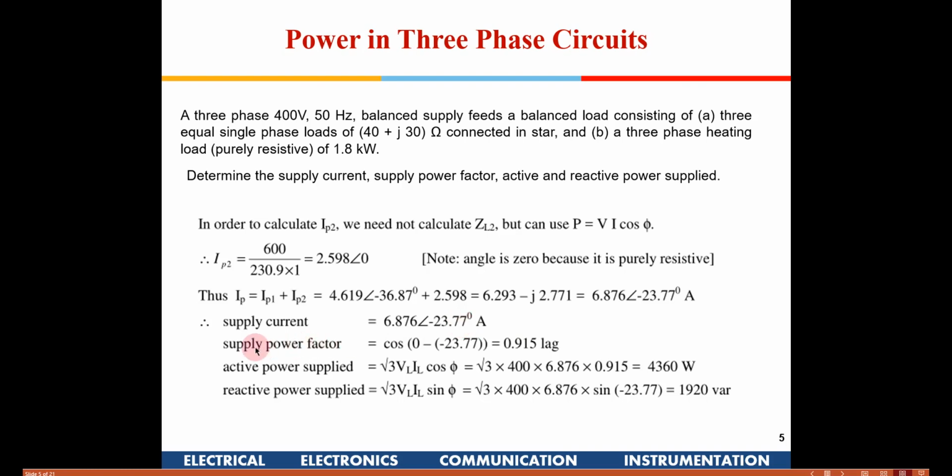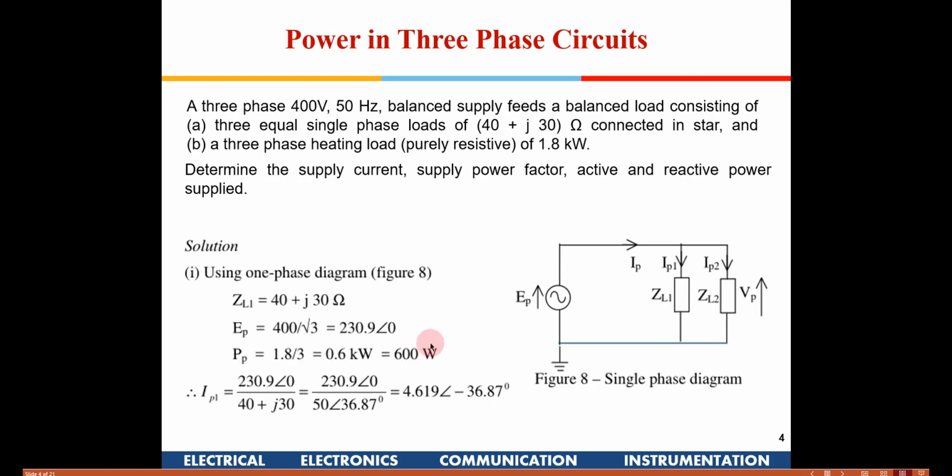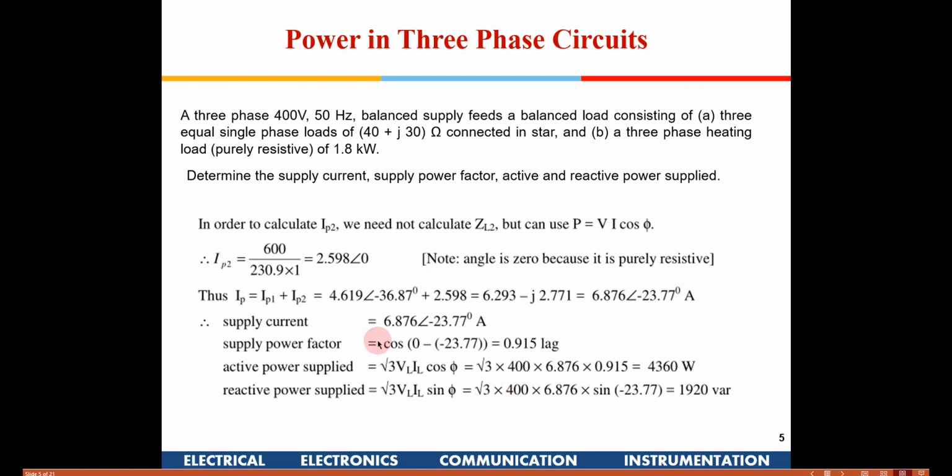Okay, now power supply factor. Where did we get this cos minus 23 here? If I go back here, when I try to find out the phase current, I divide this voltage by this vector, which is the impedance given here, so I get minus 37.7, and then I have to add that with the resistive load, right? There is one more resistive load, so I get a vector here.